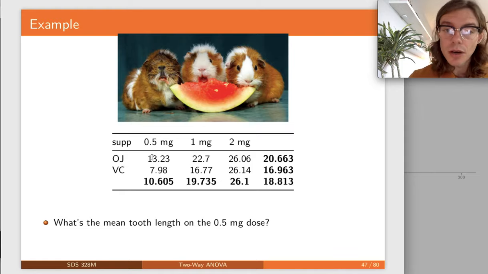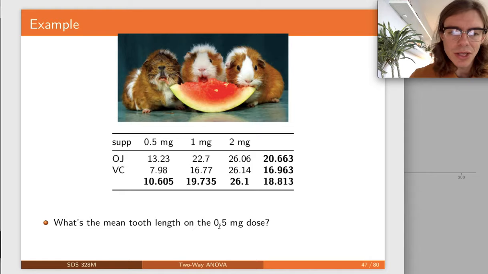So if you're one of the 10 guinea pigs in the low dose condition for orange juice, the average outcome for those guinea pigs is 13 and change. Whereas if you're in the vitamin C condition, it's almost half of that, right? Interesting. And if you're in the middle dose, for orange juice your outcome is higher, but for the tablets your outcome is lower, right? And if you're in the high condition, oh, interesting, it doesn't look that different. Orange juice versus tablets doesn't seem to matter too much in the high dose condition.